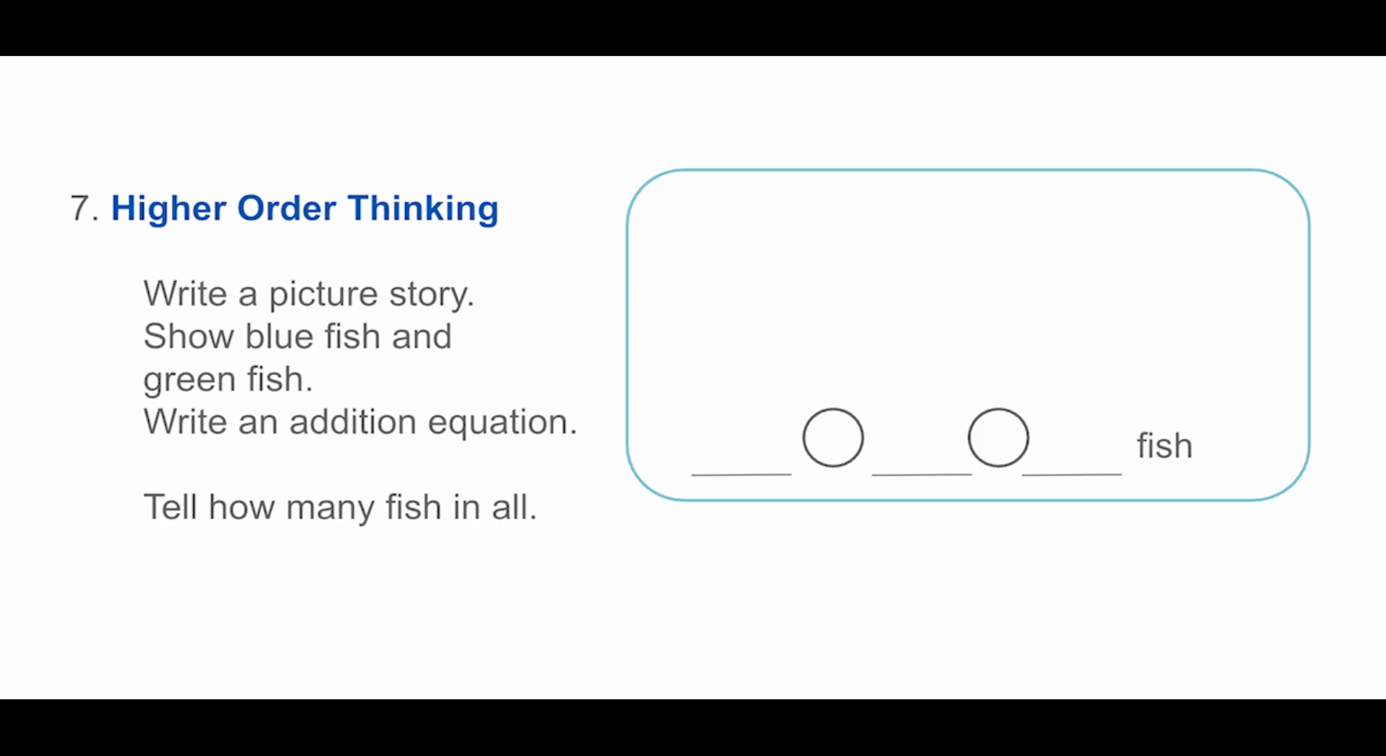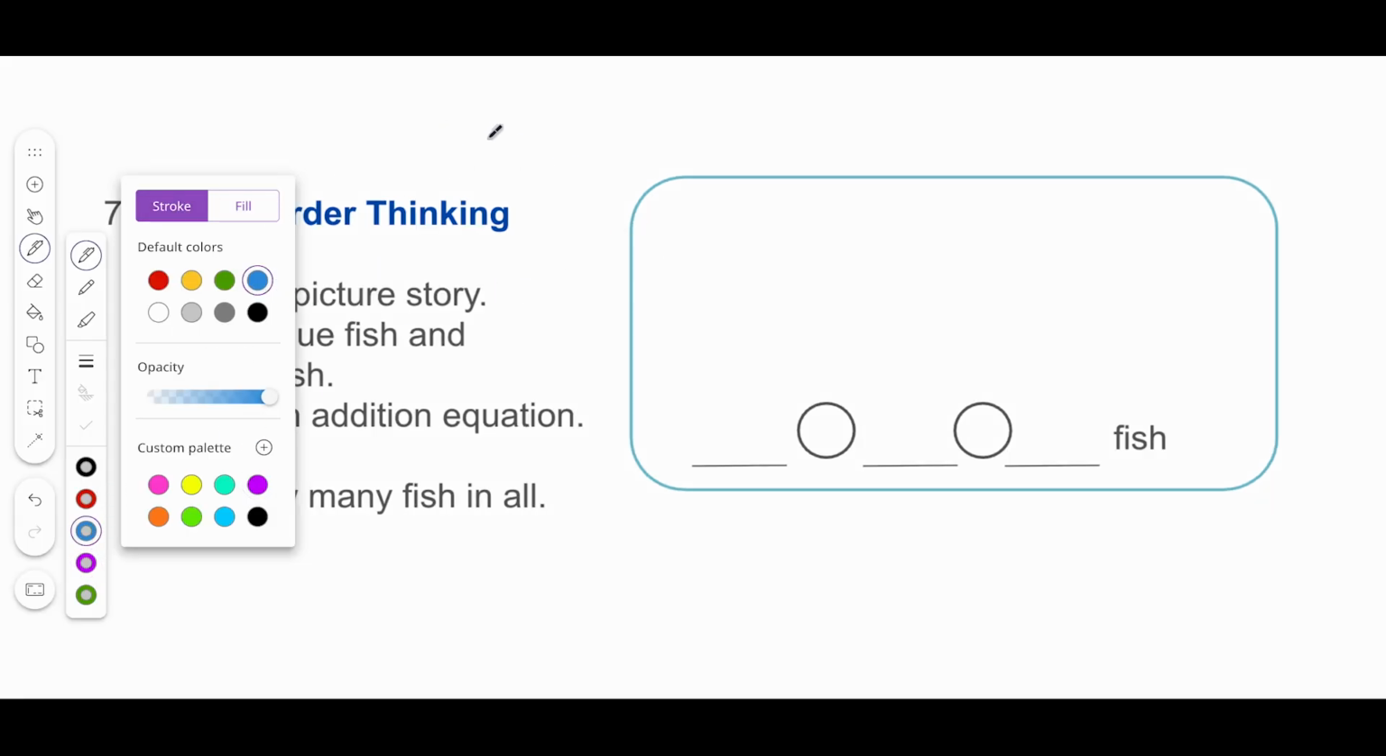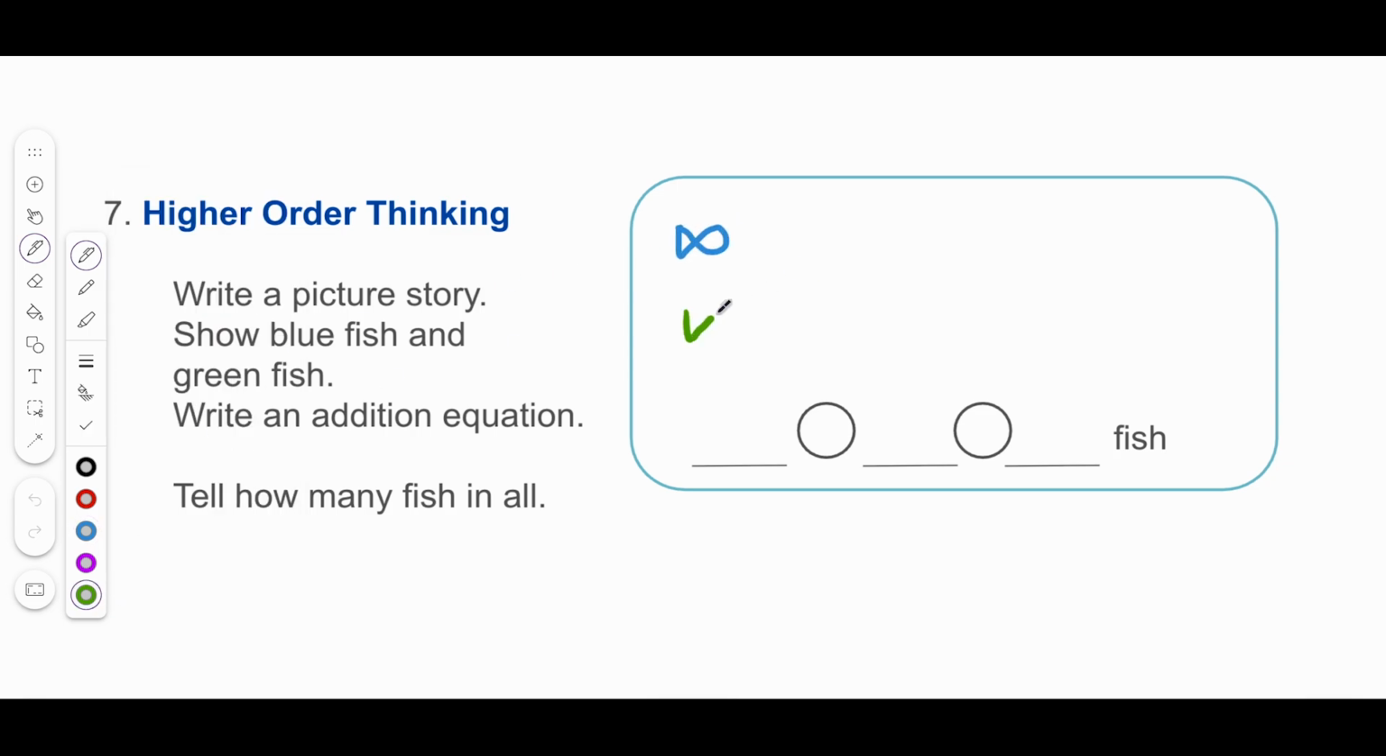We need to show blue fish and green fish. The student gets to come up with how many blue fish and green fish there are here. It really could be as simple as them drawing 1 blue fish and 1 green fish. But I would really encourage your student to push themselves here. Have them draw a picture, have them come up with a story, name the fish, however many they'd like.